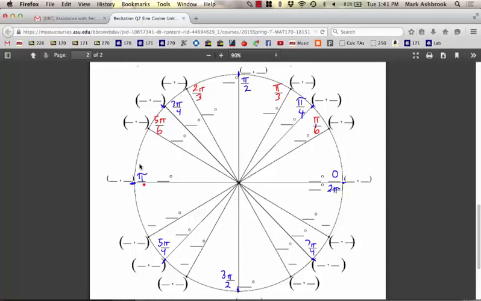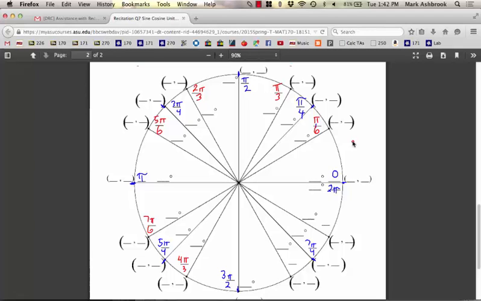Does it agree? Yes. 7. 8 pi over 6 is the same as? 9, 10, 11, 12. Okay, I'm not going to write them all down. Just showing you the system. Okay. So that gets you all your angles in radians.